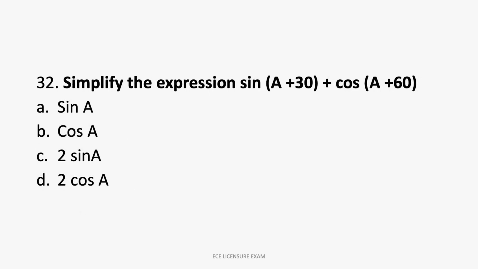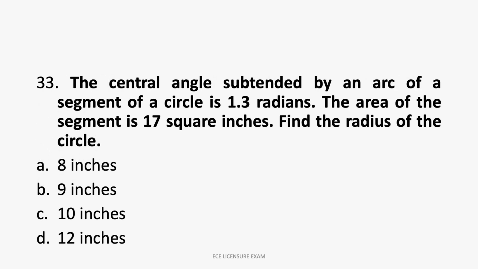Simplify the expression sine of (A plus 30) plus cosine of (A plus 60). Cosine A. The central angle subtended by an arc of a segment of a circle is 1.3 radians. The area of the segment is 17 square inches. Find the radius of the circle. 10 inches.